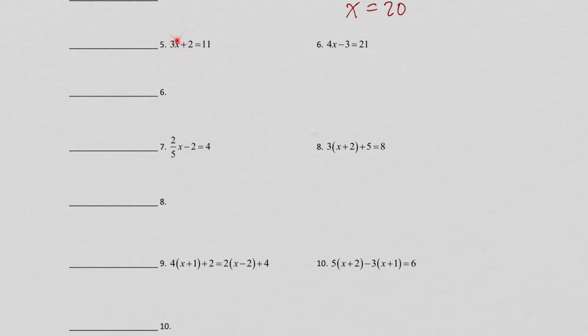I want to start by isolating this term, so I'm going to move this by subtracting 2. And I'll get 3x is equal to 9. And then I'll divide by 3, and I'll get x is equal to 3.